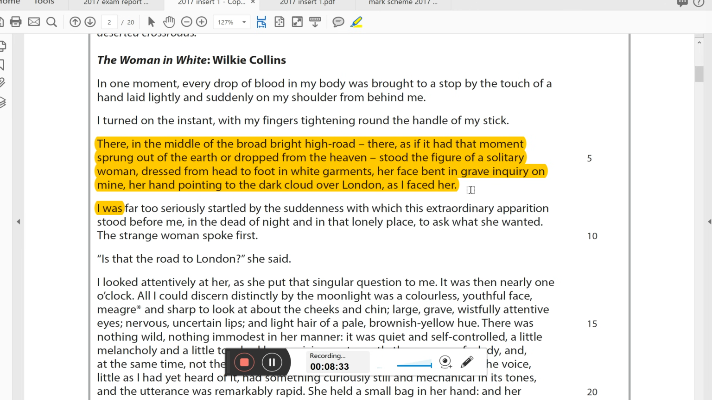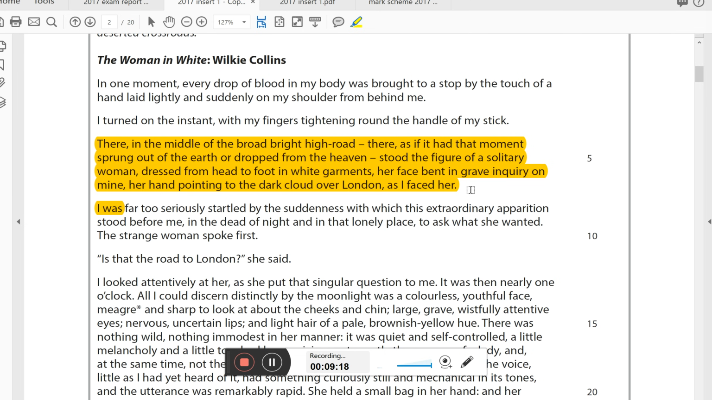So you could say the writer creates a sense of mystery by the woman suddenly appearing in front of him. And then you could put a little quote in about how she dropped from the heavens, or she sprung out of the earth. So you could use a small quote there, and then you could say this creates a sense of mystery because he's really confused. It makes the reader and the narrator really confused about why she suddenly appeared. We've got the word sprung, which is quite a surprising word. We've got the word dropped. Why she dropped? Has she been thrown out of heaven by God or something like that?